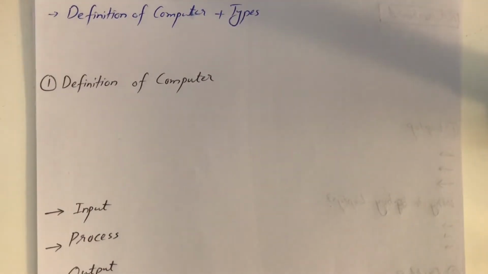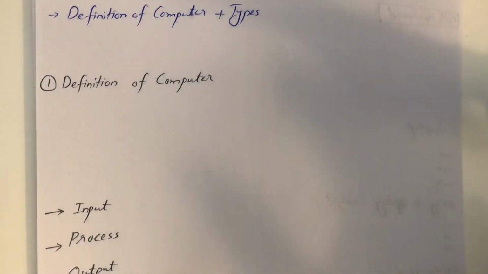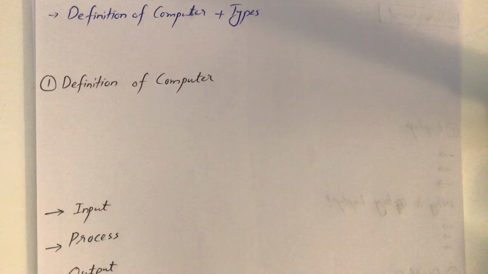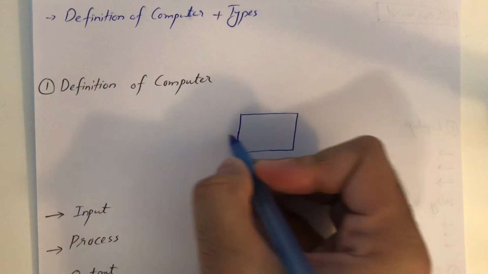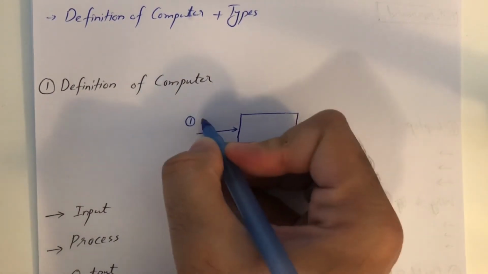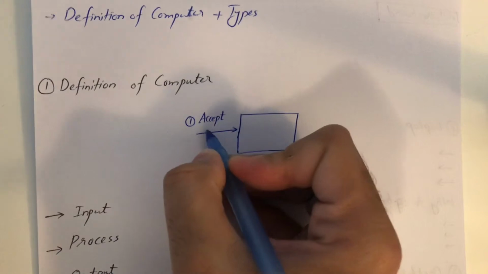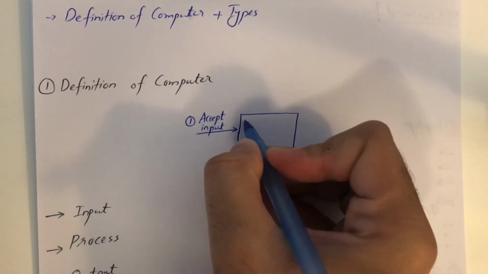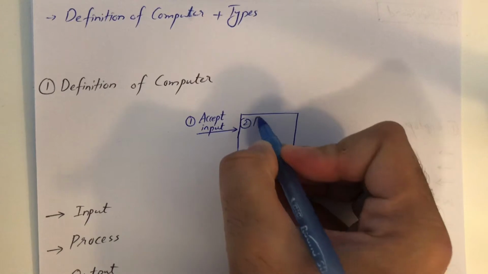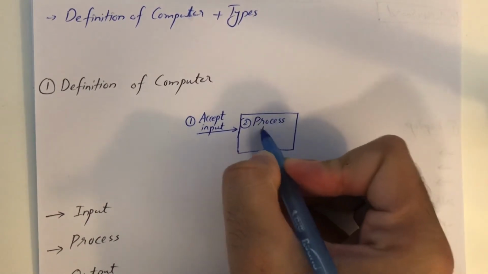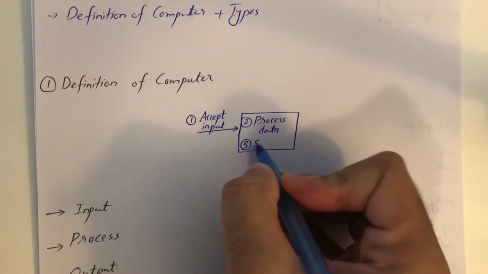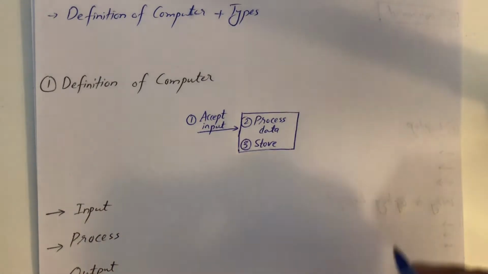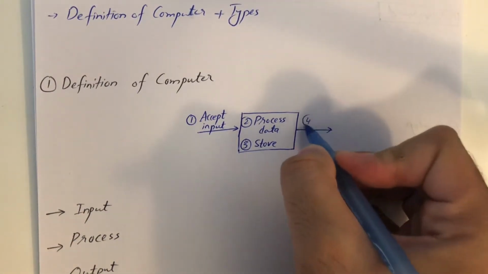What is a computer? It's not required that a computer should be in the shape of having a monitor, having keyboard and all that particular stuff. A computer can be any digital device which can perform these four functions. Number one, accept input, number two, process data, number three, store data, and number four, provide output.